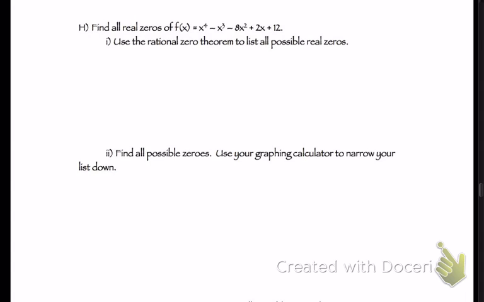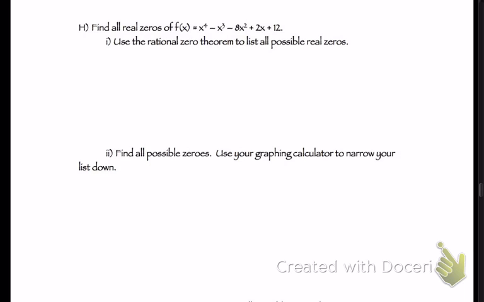Alright, letter H. I ask you to find all the zeros of that function, x to the fourth minus x cubed, and so on. So I ask you to use the rational zeros theorem to list all possible real zeros. Remember, right now, there are infinitely many possibilities. Think about how many are possible. Well, I know it's x to the fourth, so there better be 4 zeros. Right now, I don't have any idea. Right now, there could be infinitely many possibilities. I don't know how to narrow it down.